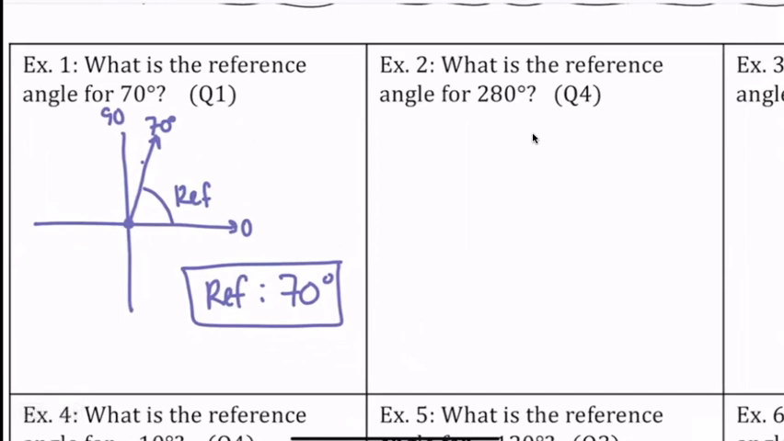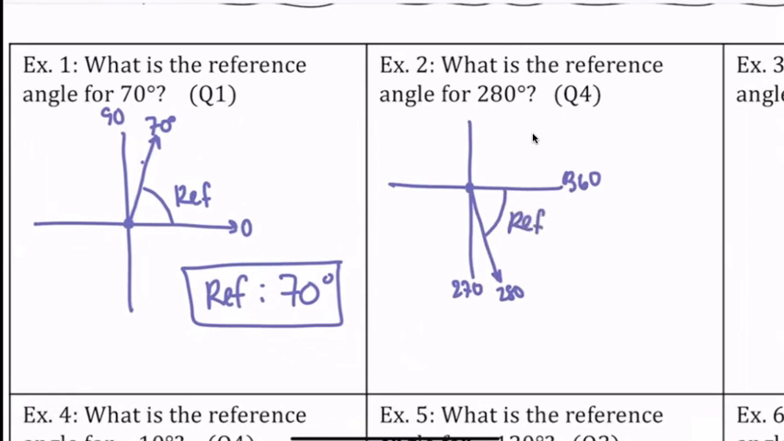It's in quadrant 4. So I'm going to draw my coordinate plane. Here are the numbers for quadrant 4. And 280 would be just past that 270, probably like right there. And that means that this distance here is the reference angle, because it's the distance from my angle, which ended right here, until the x-axis.